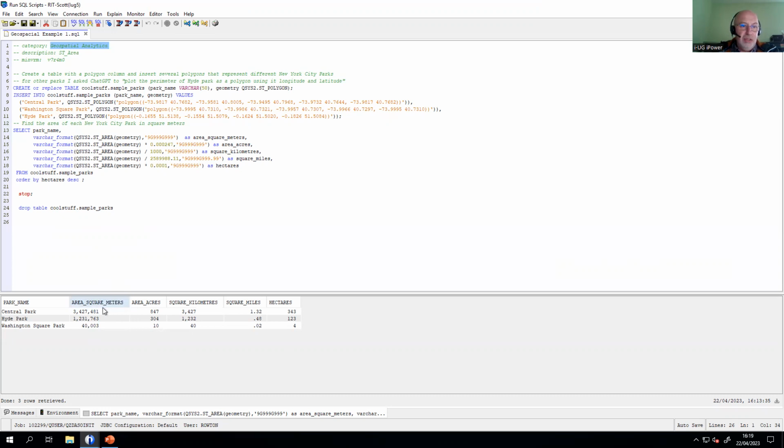And here, see quite quickly that Central Park is the biggest of these three parks. So we can see in square meters, we've got it in there. It's a little over 3 million. Hyde Park at 1.2, and then Washington Square Park at 40,000, and then do some basic maths and convert that to acres, square kilometers, square miles, hectares. You do as you would like.